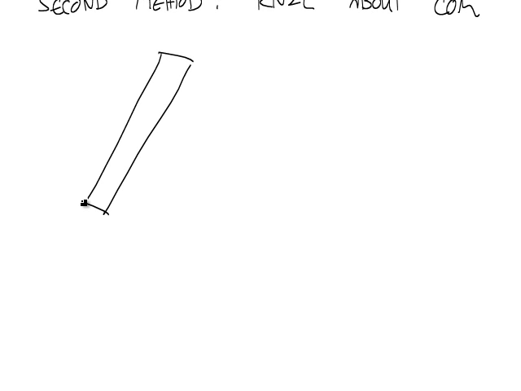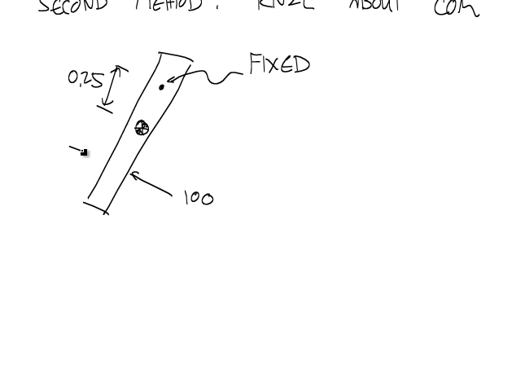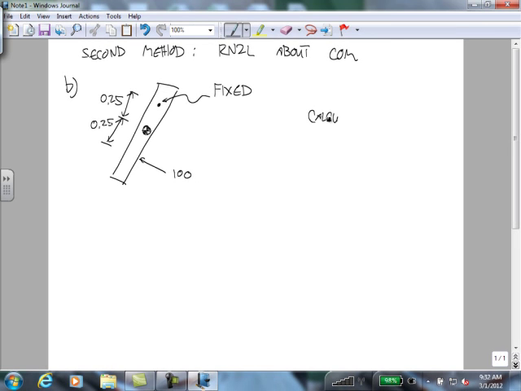We have a plank that's fixed here, so it can rotate about this pin. And this is the center of mass. We have this 100 Newton force. All of these distances are 0.25 meters. And we want to calculate the angular acceleration.